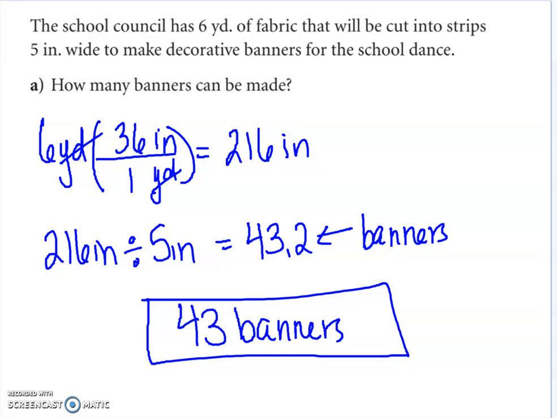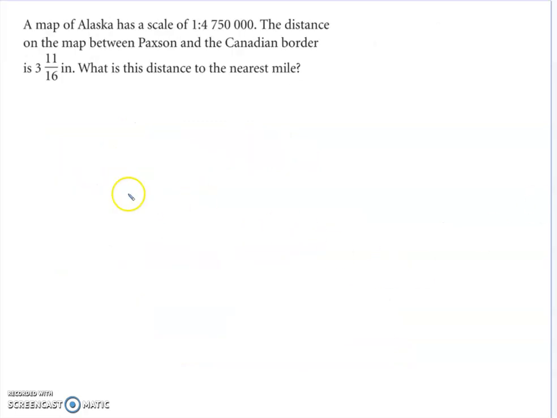And then the last problem we'll work on is just looking at a scale. So it's saying the map of Alaska has a scale of 1 to 4,750,000. The distance on the map between Paxton and the Canadian border is 3 and 11/16 inches. What is the distance to the nearest mile? So we could always start by changing 3 and 11/16 inches into a mixed fraction and even into a decimal.